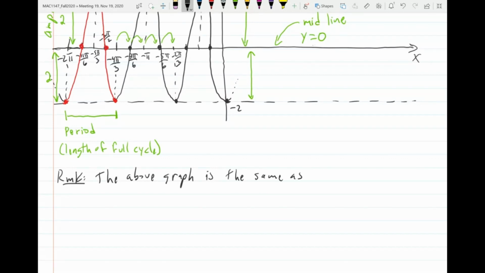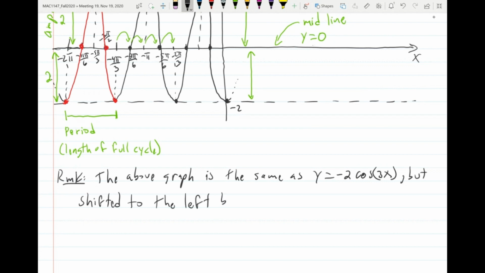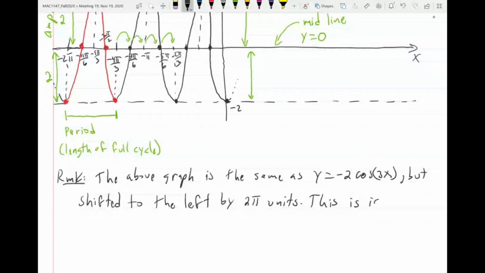As if you have graphed the function -2 times cosine of 3x, but then you shift it to the left by 2 pi units. This horizontal shift, we call it phase shift. So this is called phase shift.